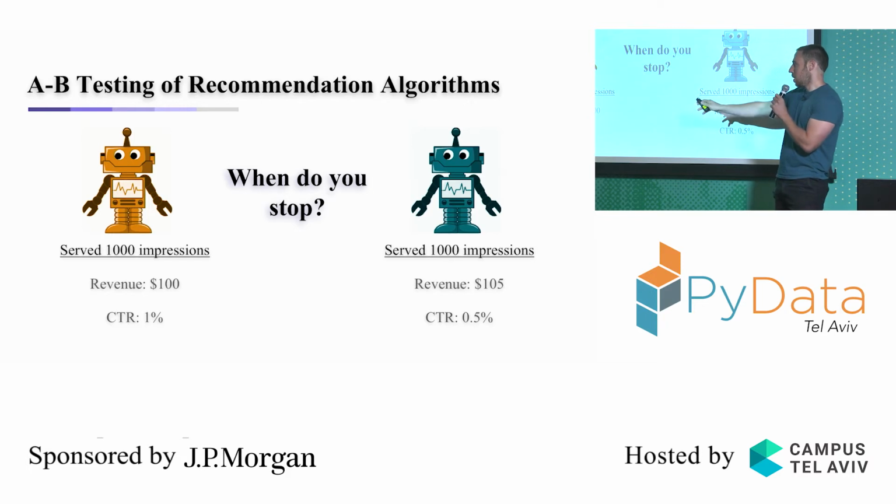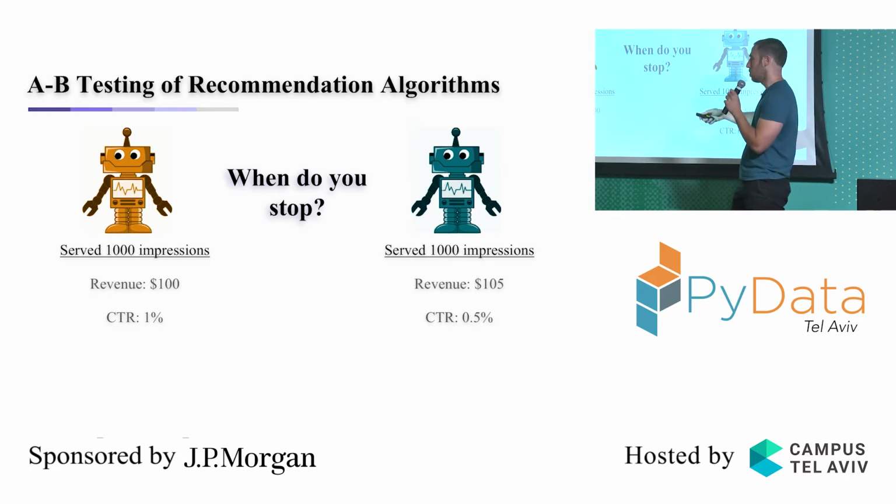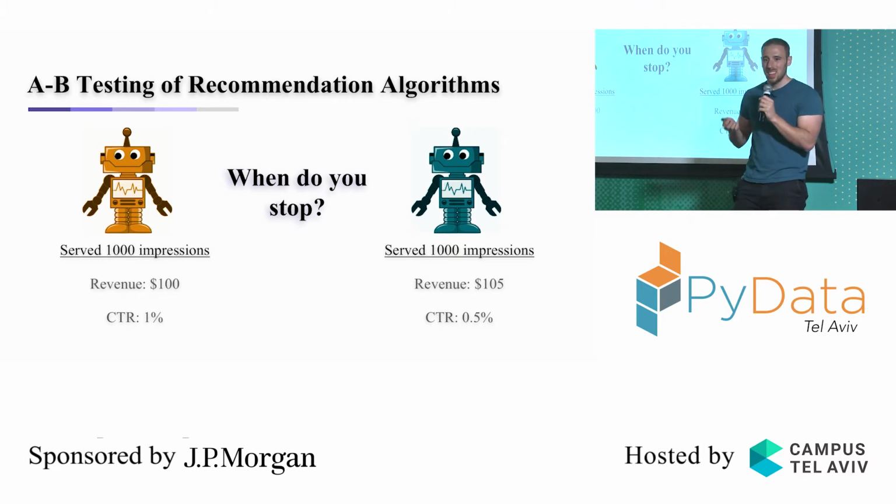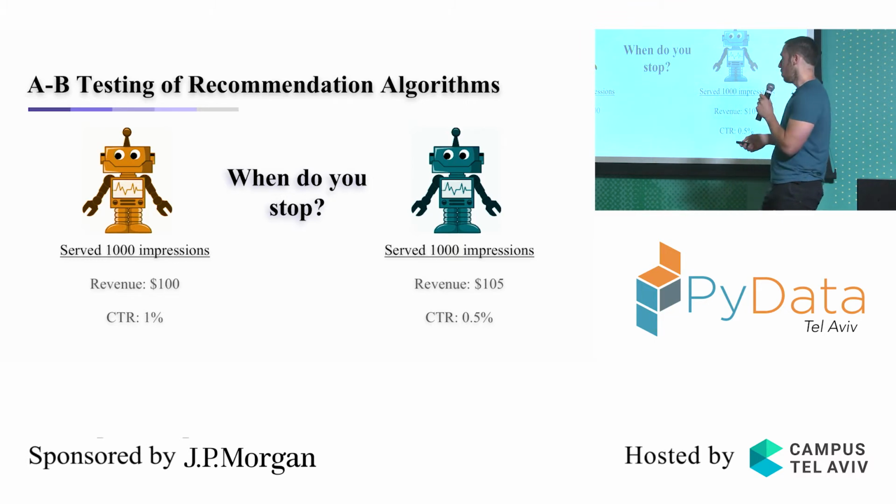For example, here I got a click-through rate of 1%, meaning 1 out of 100 people clicked the ad, and I earned only $100. And here I earned a little bit more, but a lower CTR. So the decision is not always obvious. Maybe we need more data.